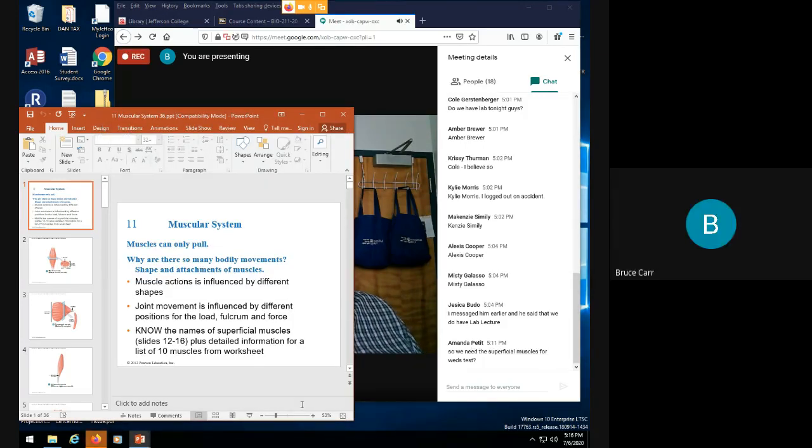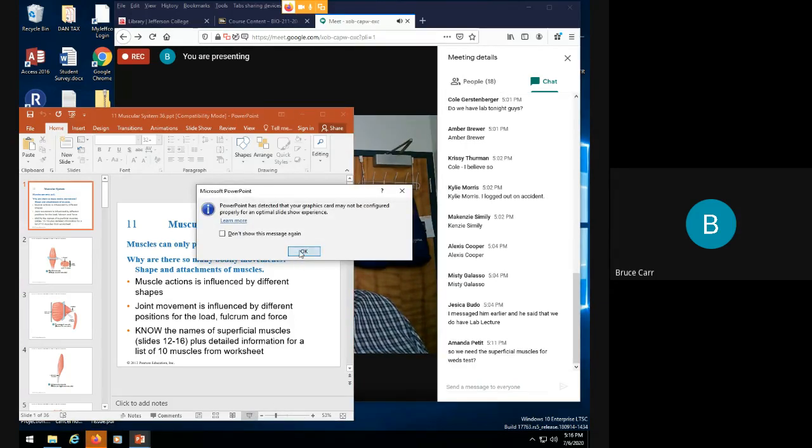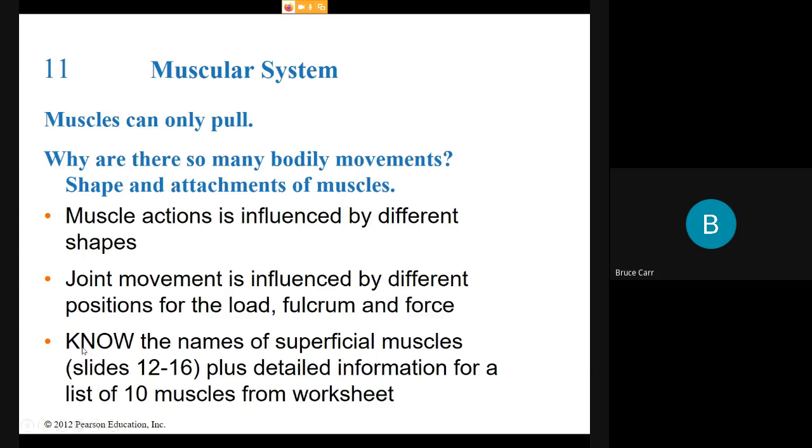So hello and welcome to Chapter 11, our chapter on the muscular system. There are several things about the muscular system that are overview type statements that you have to keep in your head at every moment. So if you check those overview type statements, they'll identify your mistakes in many cases.